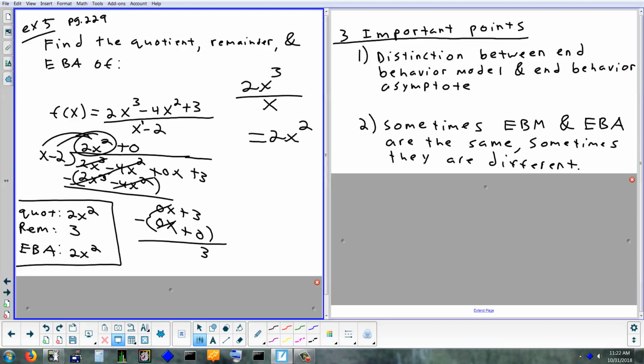The only reason the EBM and the EBA are the same here, well, a couple things. One, you had this canceling out right here. Not only did the first term cancel, the second one canceled with it. That's part of the reason the EBM and the EBA are the same. The second reason they're the same here, you didn't have an x term. So we had to fill in a 0. That's the other reason why they came out the same. If those hadn't canceled and that wasn't a 0, this long division would not have come out the same as the EBM. Okay. But in this case, it did.